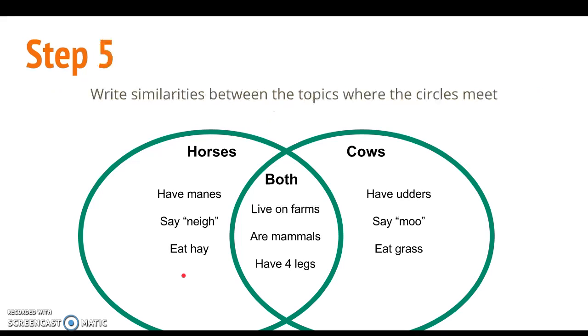So the fifth step, you might be asking, well, where do I put the similarities or the things that my two topics have in common? Well, that's a great question. You're going to put that right here where the circles intersect each other. So you have this section that we labeled both, and right here you're going to put things that apply to both of your topics. So in this case, we're going to label it with things that belong to both horses and that also belong to cows.